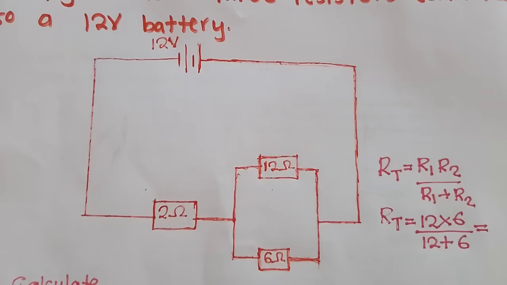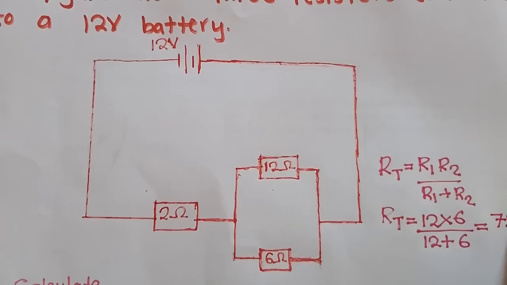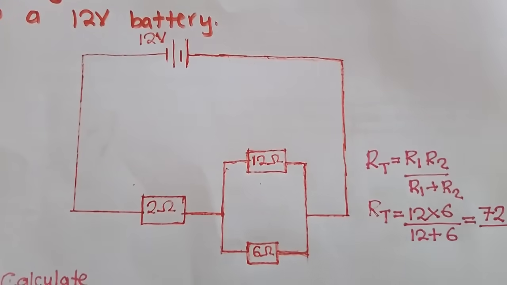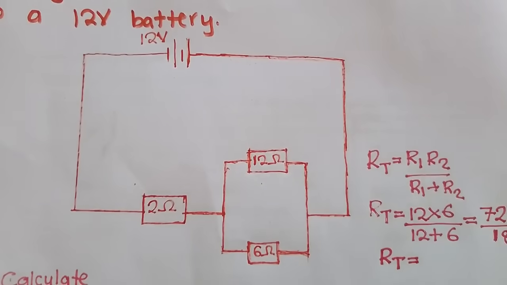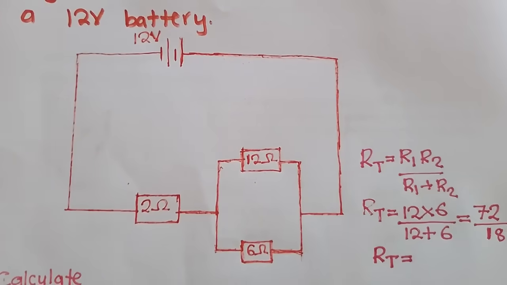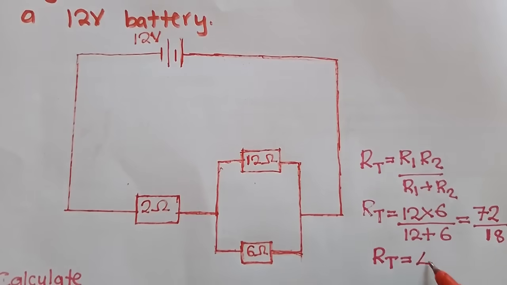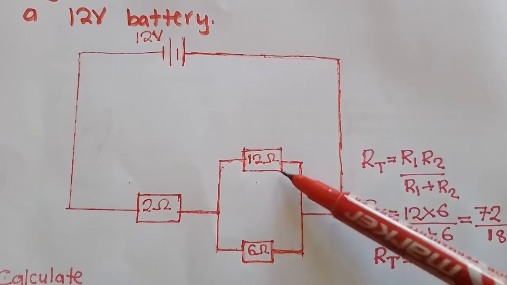What are you getting when you do 12 by 6? You're getting 72. You put your 72 there, over 12 plus 6, which is 18. When you divide 72 by 18, you are going to get 4. So I'm going to say 4 ohms. This is the total resistance between these two resistors.